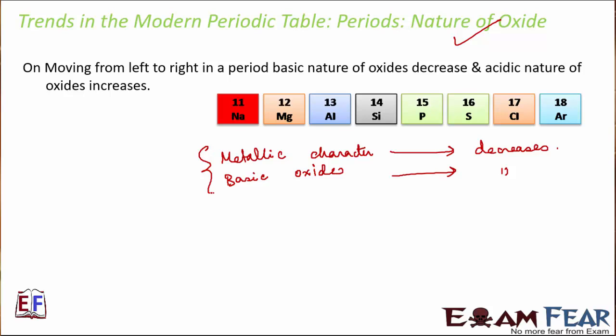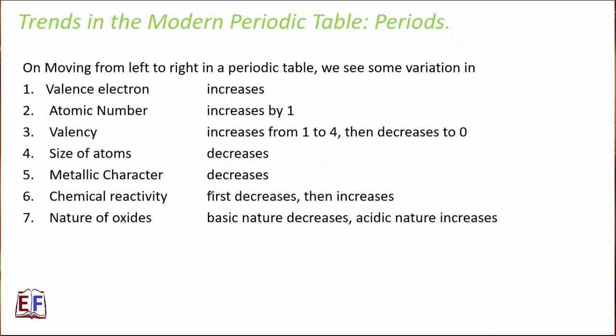So these are the trends that we notice across a period in the periodic table. Let's do a quick summary of whatever we learned so far. On moving from left to right in a periodic table, valence electrons increase, atomic number increases by 1, valency increases from 1 to 4 and then decreases to 0, size of atoms decreases, metallic character decreases, chemical reactivity first decreases then increases, and for the nature of oxides, basic nature decreases and acidic nature increases. That was a summary of all the trends that we learned so far.